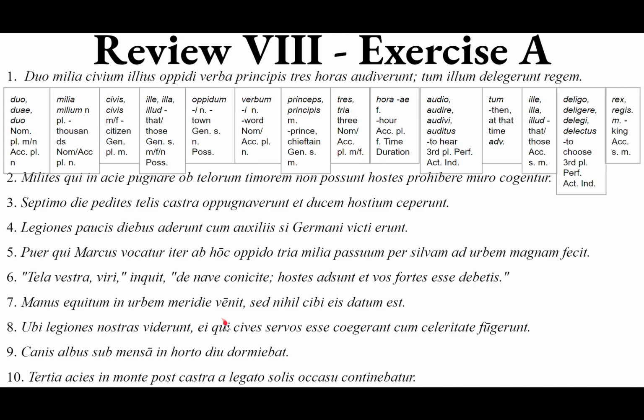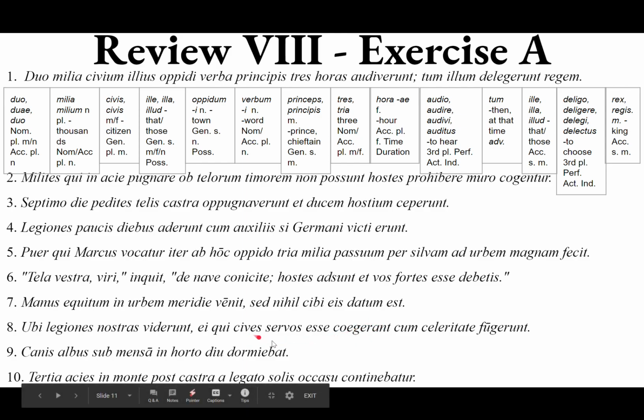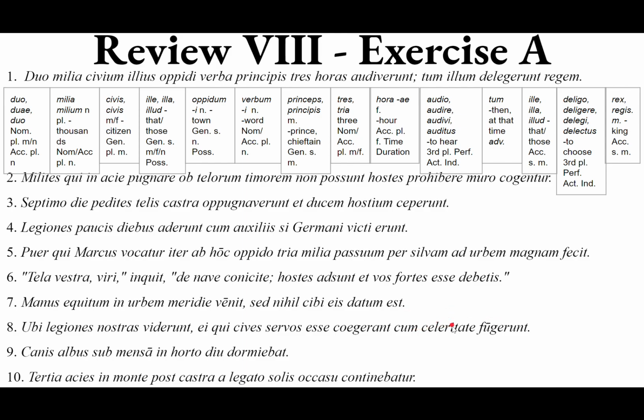Who are they? Well, those are the guys who had previously, before they fled, in the pluperfect, forced the citizens to be slaves. Oh, that's terrible. Yeah. Then what happened? Well, they fled with haste. They fled quickly. When did they do that? When they saw our legions. Oh, cool. So when they saw our legions, those who had forced the citizens to be slaves fled with haste. Those who had forced the citizens to be slaves fled with haste when they saw our legions. You can flip it around if you want.